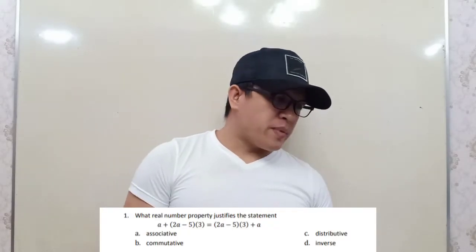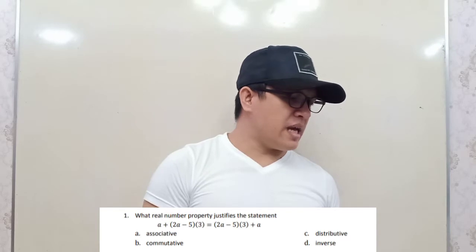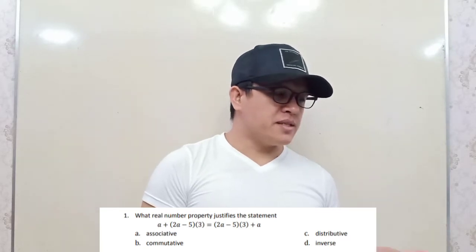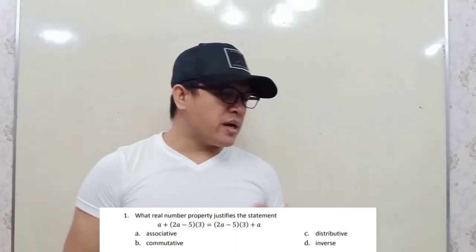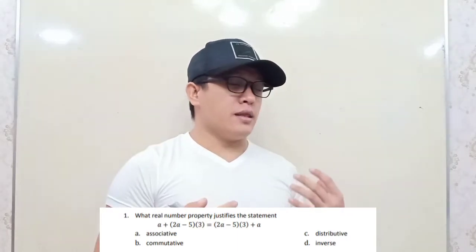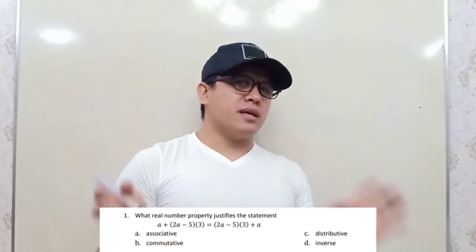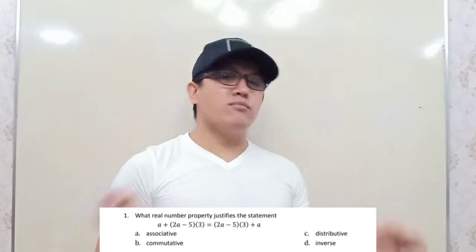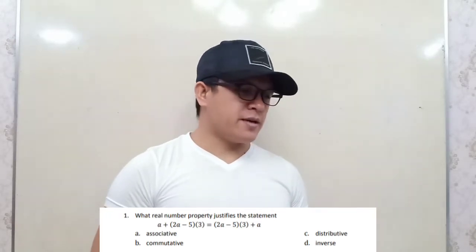What real number property justifies the statement a plus 2 a minus 5 times 3 is equal to 2 minus 5 times 3 plus a? So, as you can see here, the terms are just interchanged. There's no change in the quantities, only the terms are moved. So, that is commutative, which is letter B.